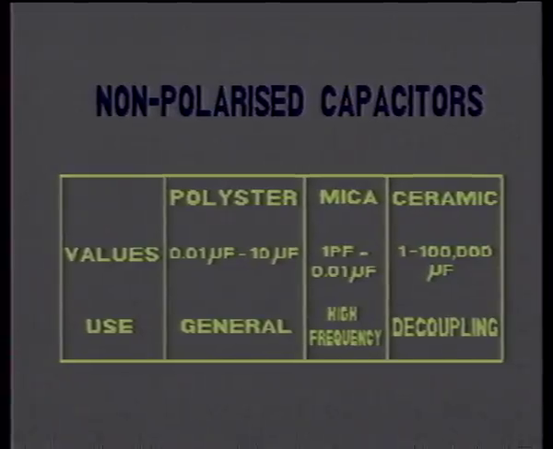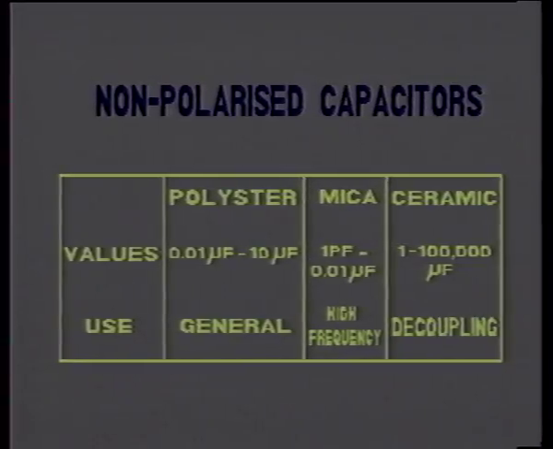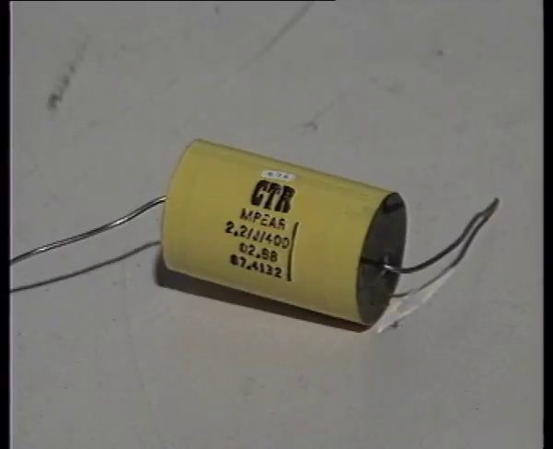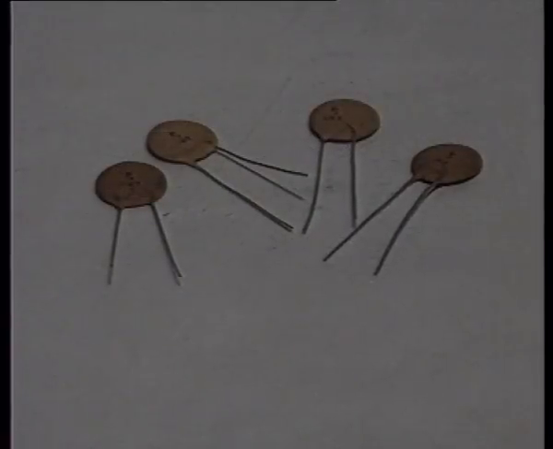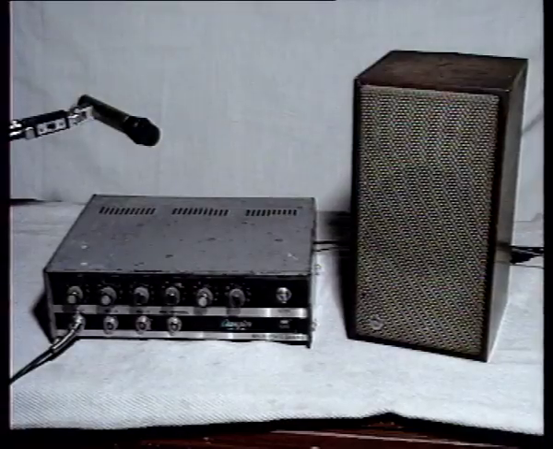This chart shows the properties of different kinds of non-polarized capacitors, like polyester, mica, and ceramic. They are available in the values indicated in the chart. Non-polarized capacitors are available in different shapes and values. The dielectrics commonly used are mica, polyester, and ceramic. They are used through the frequency range from audio to very high frequency.